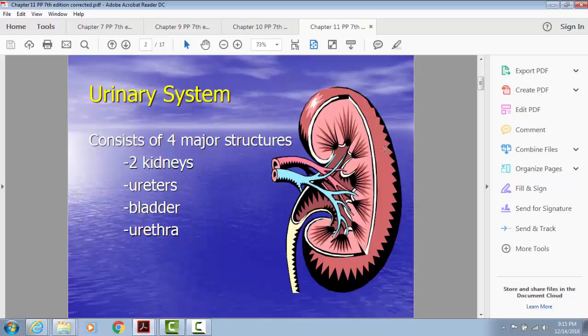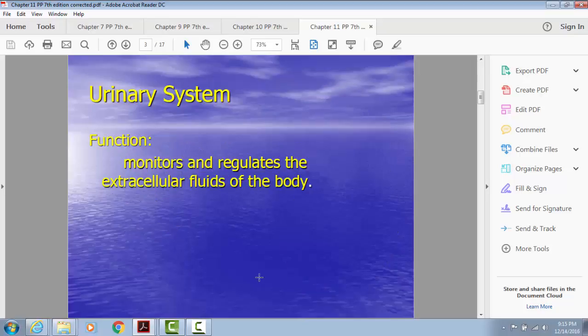The urinary system consists of four major structures. We have two kidneys, which dump into the ureters, down into the bladder, and then urine is expelled out through the urethra and urinary meatus. The function of the urinary system is to monitor and regulate the extracellular fluids of the body. When we take in fluids, whatever the body can't use is excreted out.